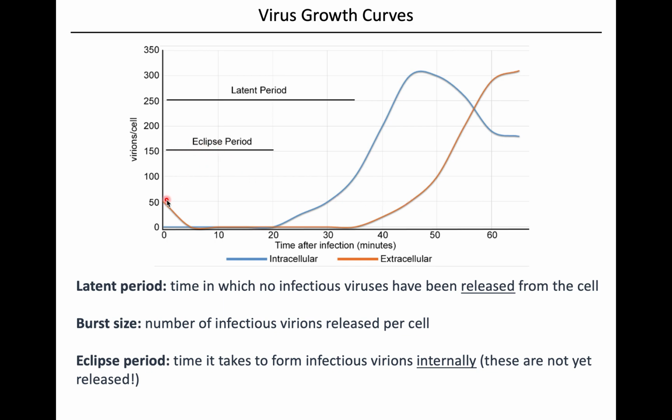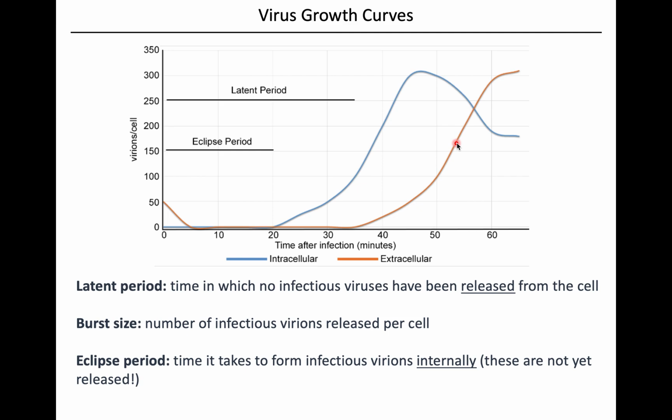So the eclipse period is basically all the time it takes the cell to go through attachment, penetration, uncoating, and nucleic acid replication. At the end of the eclipse period, we have started to generate virions inside the infected cell. And we see those numbers then starting to increase in the cell. When we hit the end of the latent period, that is where release is going to start happening. So some of those virions are being released from the infected cell, and then we see the number of released virions starting to increase at the end of the latent period.